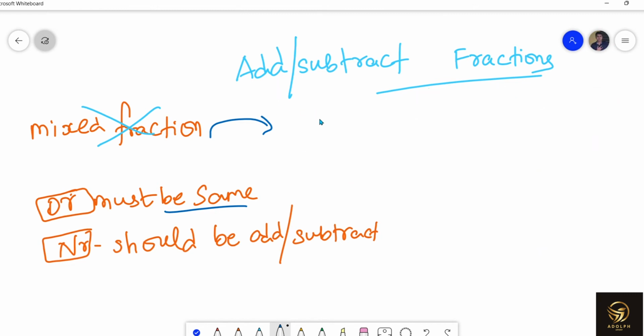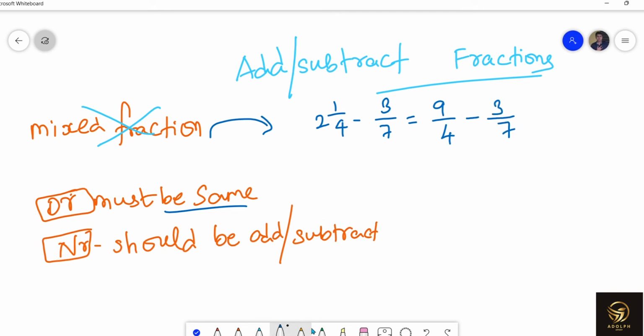Let us solve the next question. It is 2 1 by 4 minus 3 by 7. So the first work we have to do is, if we have a mixed fraction, we have to convert it into improper. If it is already improper, we need not do that. But here one of the fractions is mixed. So if we convert that to improper, we are getting 9 by 4 minus 3 by 7.